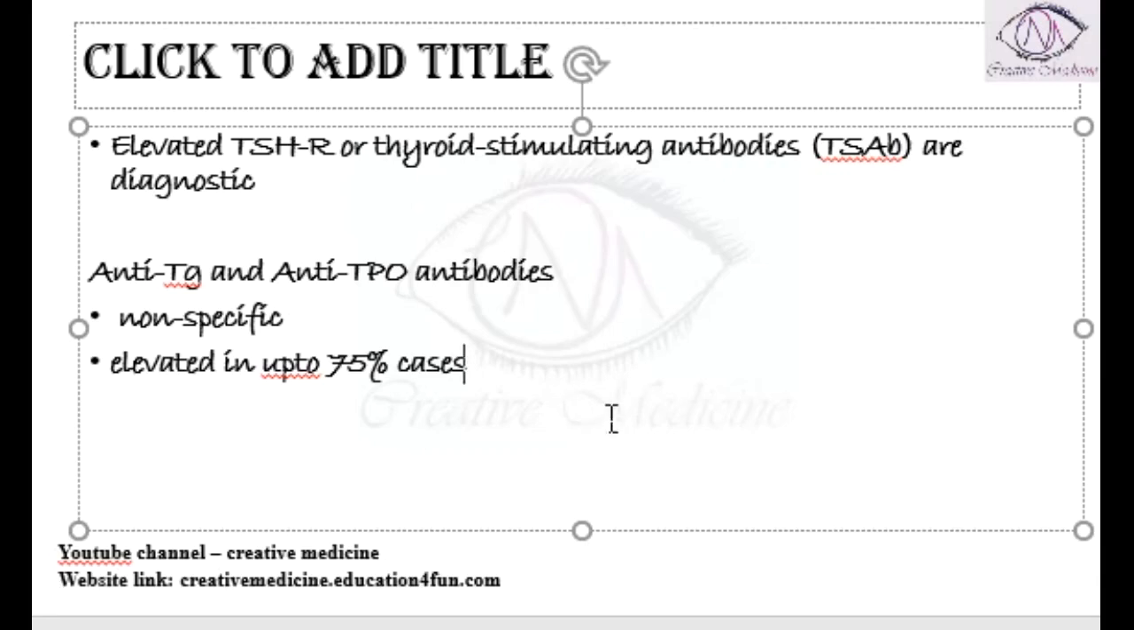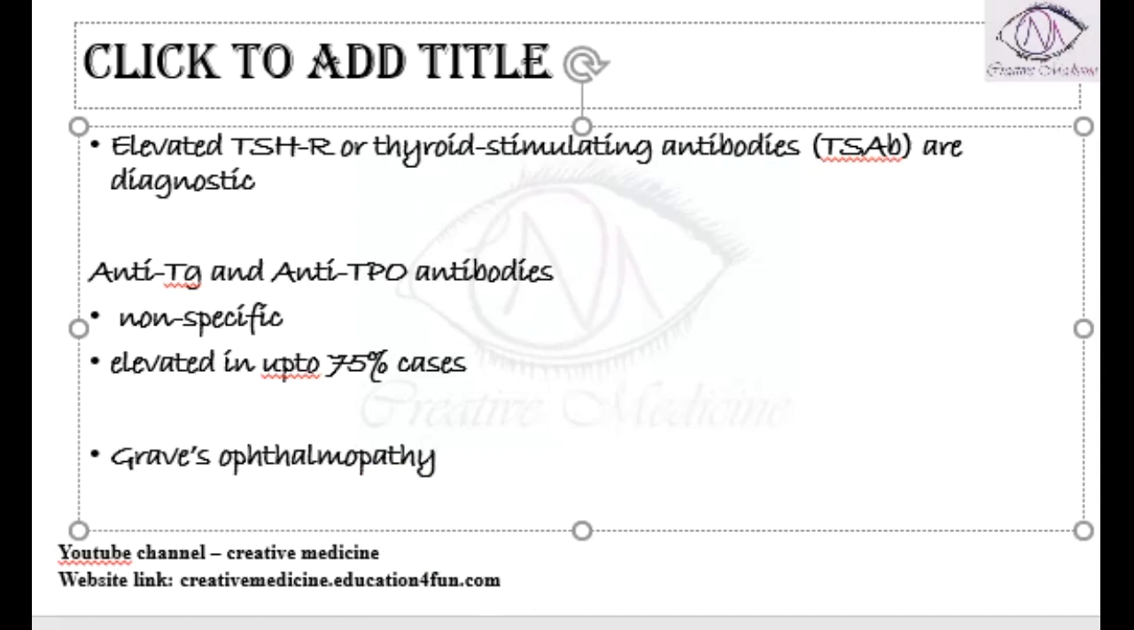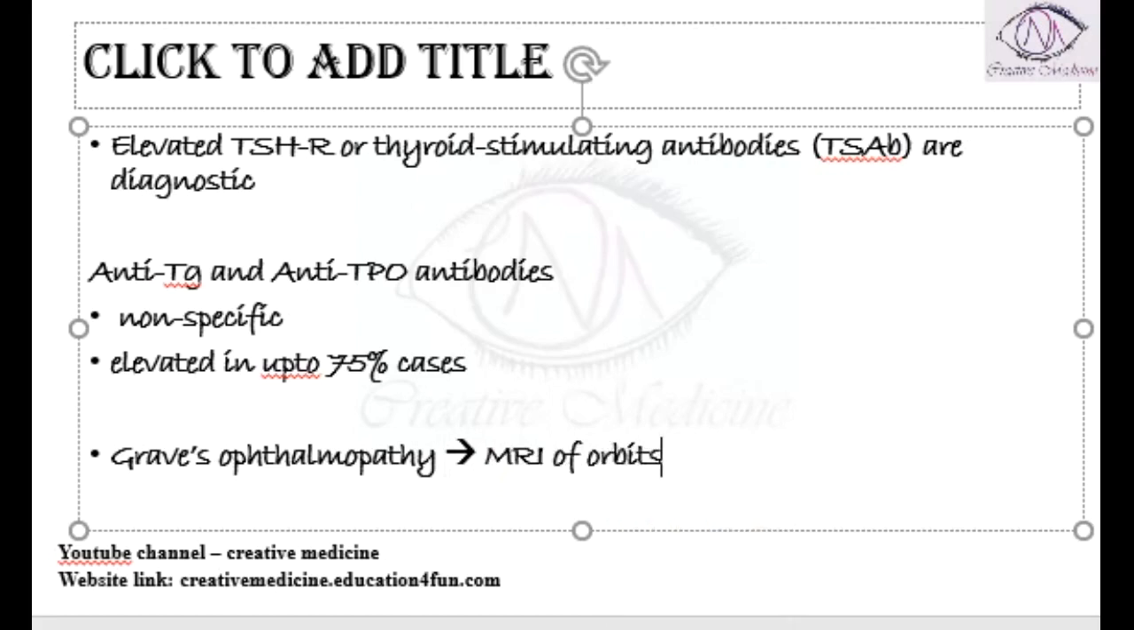Now, if there is Graves ophthalmopathy, in order to evaluate it, an MRI of the orbits is indicated.